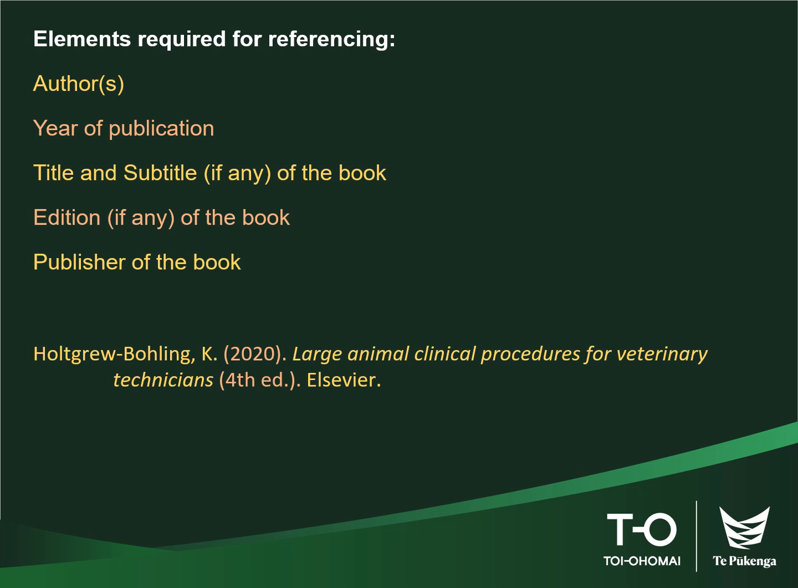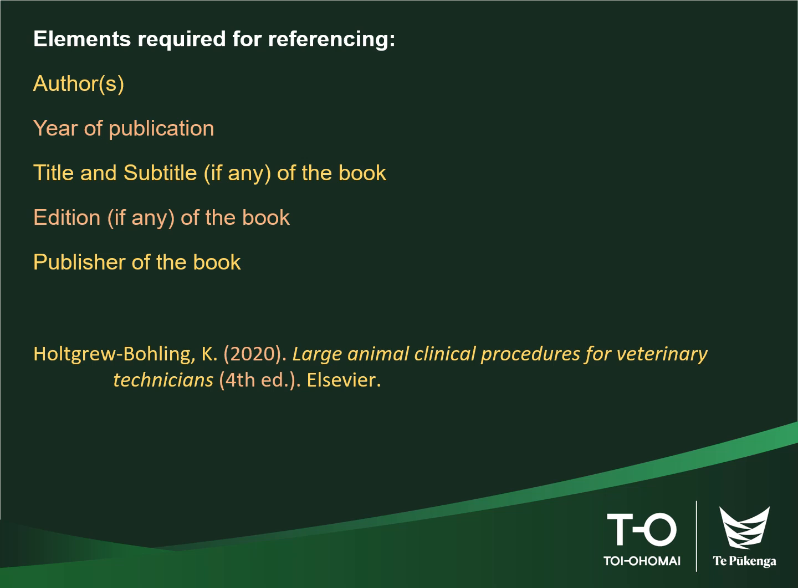The third element is the title of the book. As you can see, the title is in italics, the first letter being capital. This book doesn't have a subtitle. After the title, we have edition information in round brackets. The edition information is abbreviated.